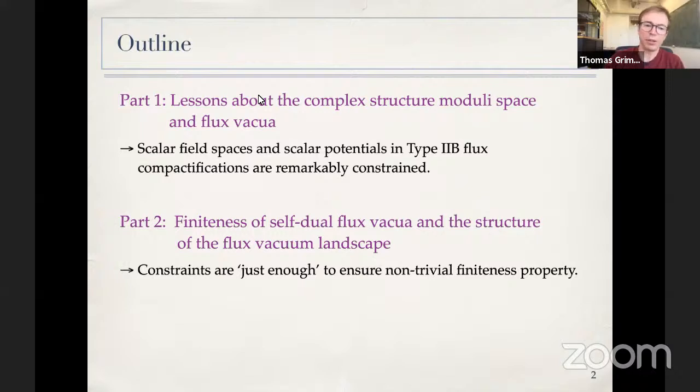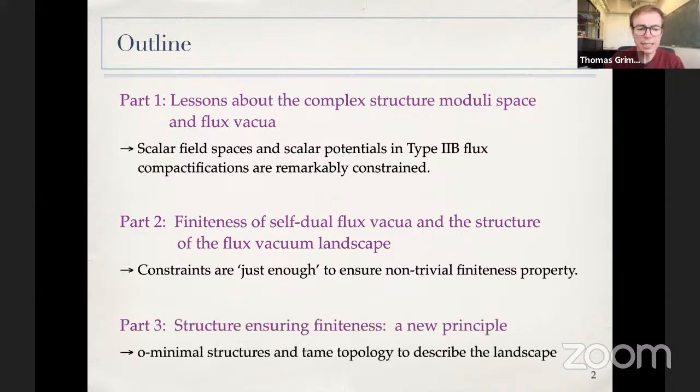So what we will see in the first part is that the scalar field spaces and scalar potentials in type 2B flux compactifications are remarkably constrained. And these constraints are in some sense just enough to ensure finiteness of vacua.